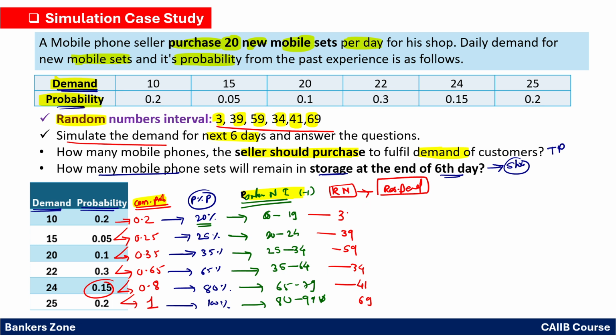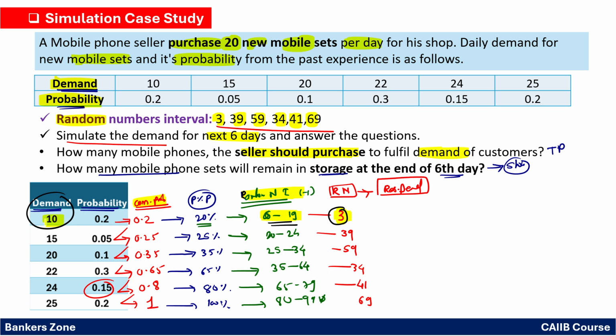Now see, note one thing here: in which interval does the random number 3 fall? So 3 will fall in the first interval itself, right? What is the corresponding demand? So see, 3 will fall between 0 and 19.